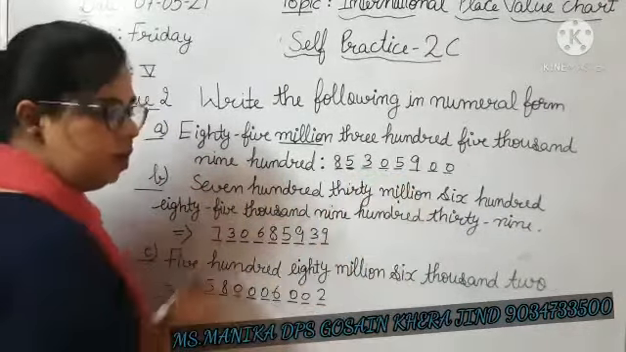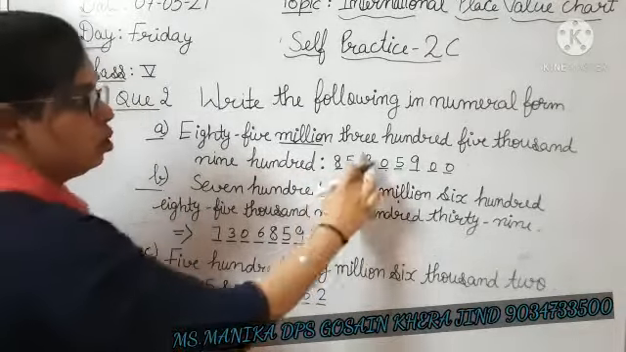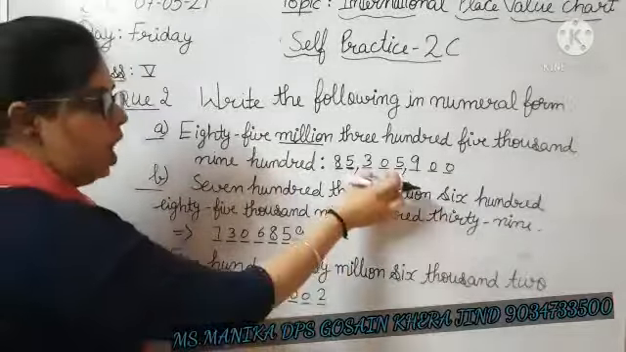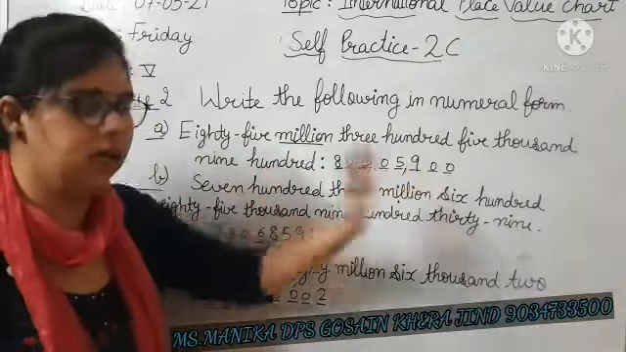305,000. These are of 1000 period. In million and 1000 period, we will insert here a comma. So 305,000. Again, here will be a comma between 1000 and 1's period. Then 900. Then there will be 900.